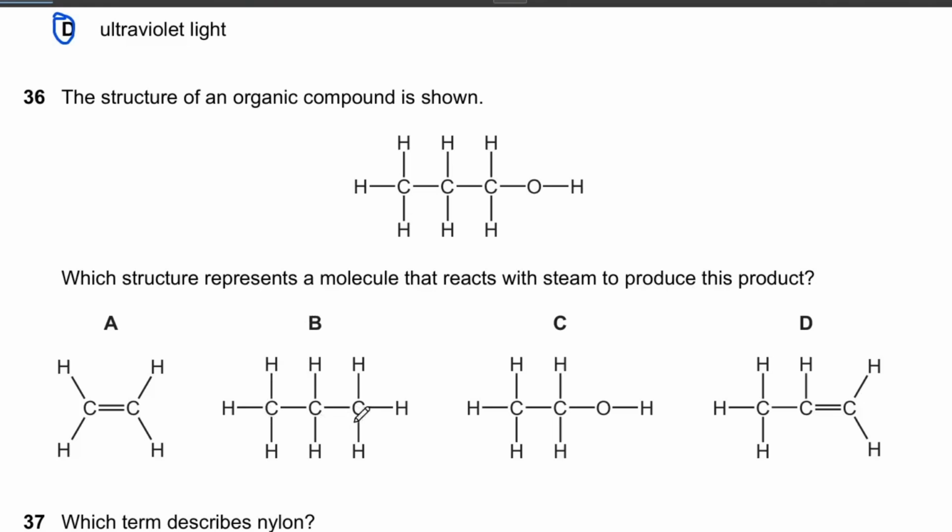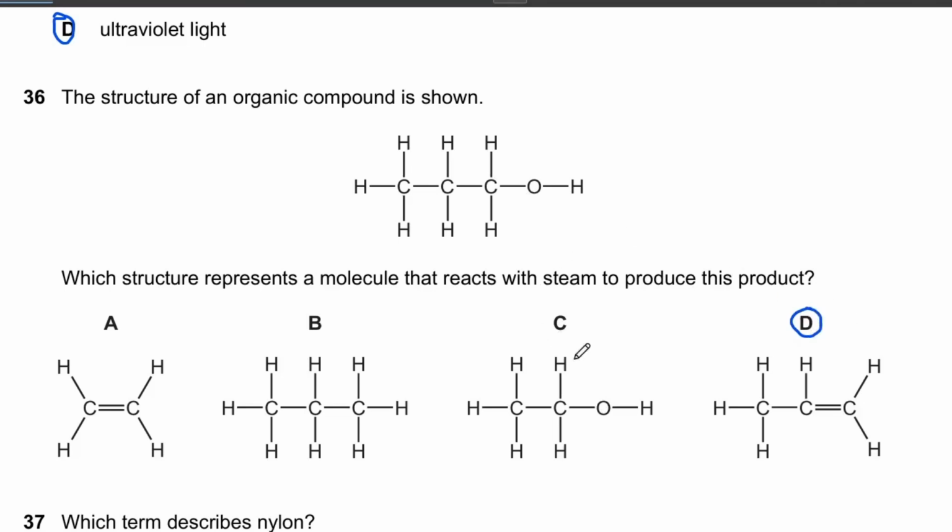Option B is also wrong because this is an addition reaction. That means water is added. So definitely it is not an alkane, because alkanes do not undergo addition reaction, they undergo substitution reaction. And this one is also wrong because it is an alcohol also. So the reaction with water is not going to give us another alcohol. That means our answer is D.